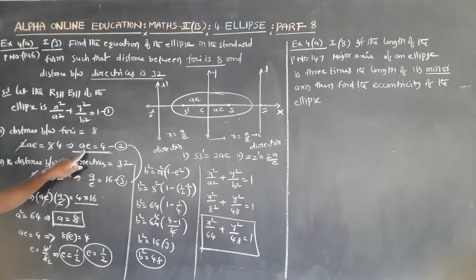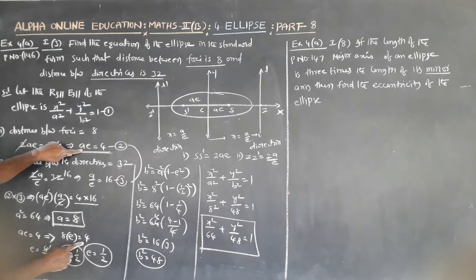a is equal to 8, substituting in condition number 2: 8 into e is equal to 4. Taking 8 to the right side, e is equal to 4 by 8, which is e is equal to 1 by 2.